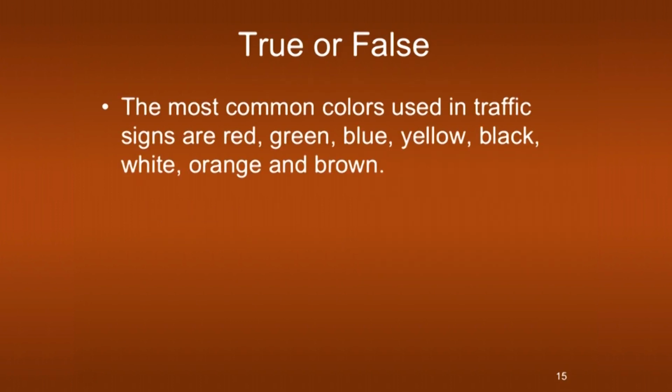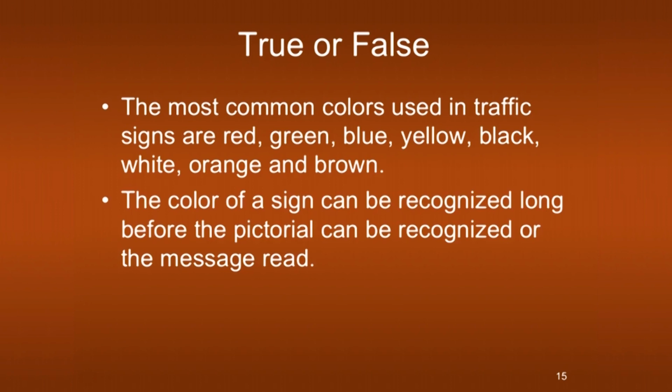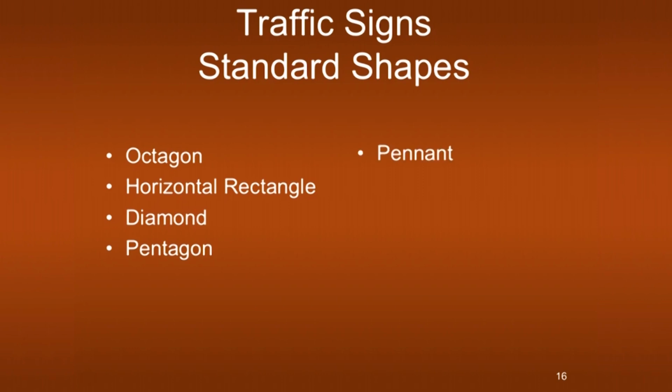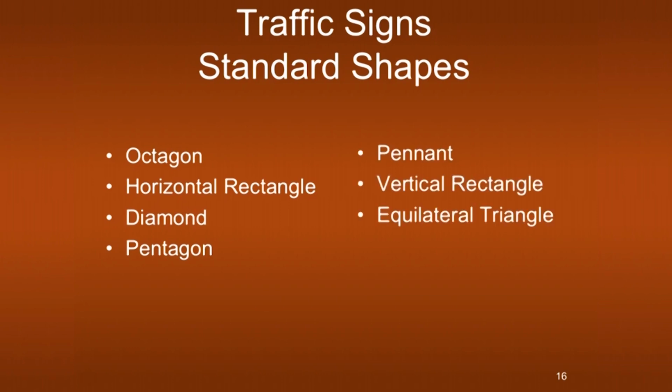The most common colors used in traffic signs are, as I said, these 8 colors: red, green, blue, yellow, black, white, orange, and brown. The color of the sign, again, can be recognized long before the pictorial can be recognized or the message read. Let's look at standard shapes, and again, we're going to focus on 8 standard shapes. They are the octagon, which you already know is the stop sign, the horizontal rectangle, diamond, pentagon, pennant, vertical rectangle, equilateral triangle, and the round shape.